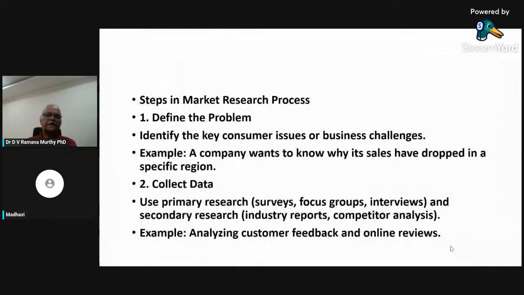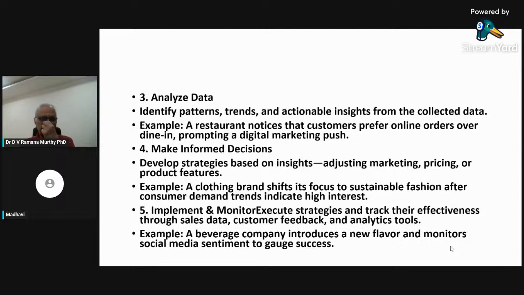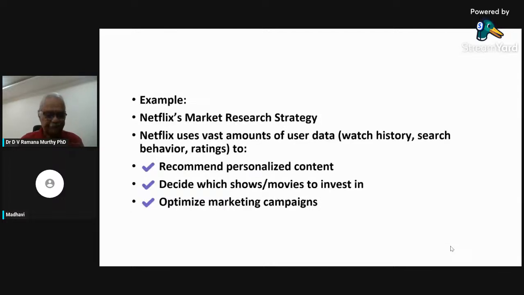Now we have been talking about the steps in the market research process in the last session. What we have talked about is, one, defining the problem; second, collecting the data; third, analyzing the data; fourth, making informed decisions; and fifth, implementing and monitoring the strategies. And if something goes wrong on evaluation, we go for revision of your strategies.